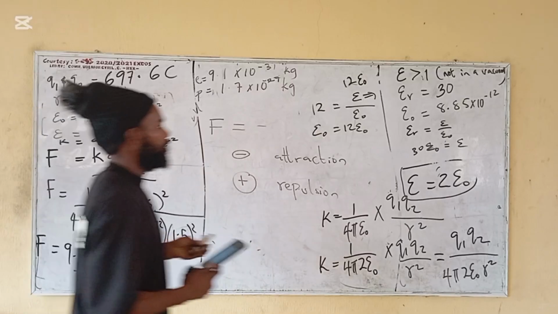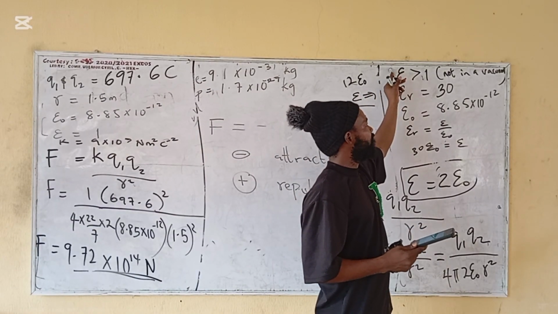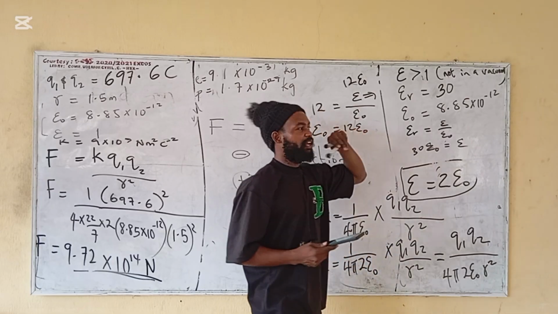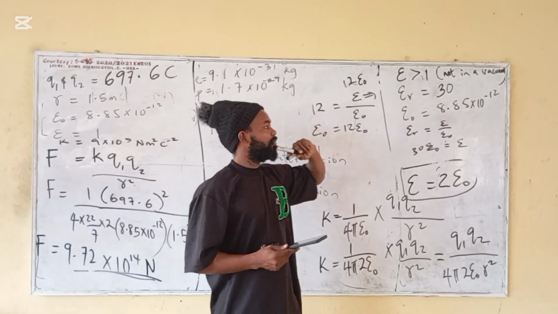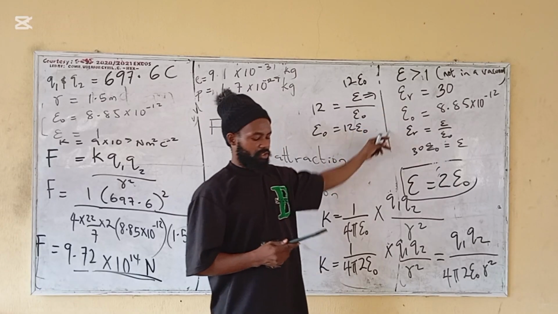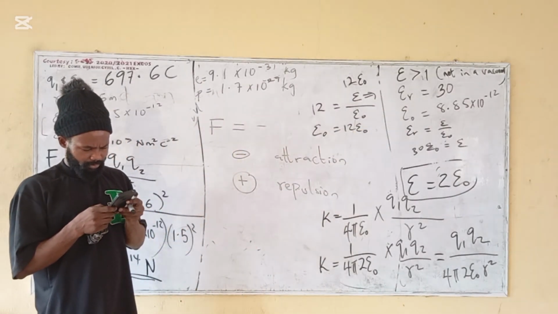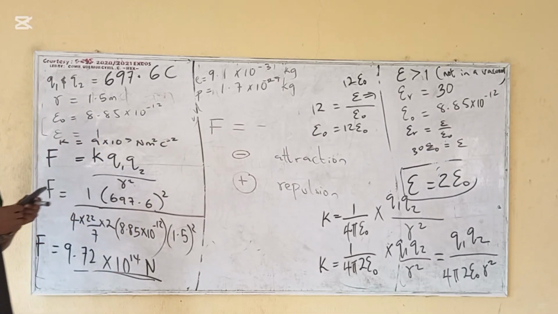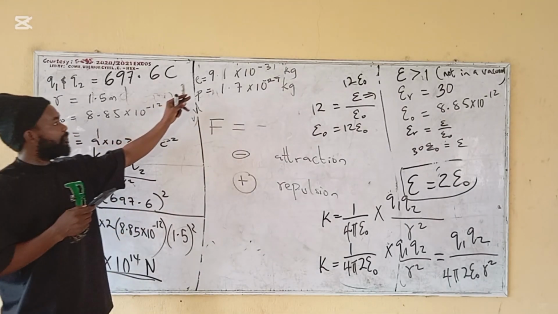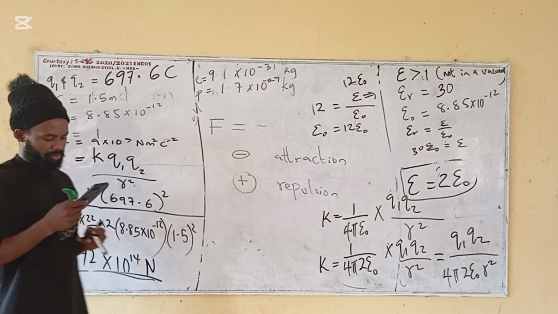Remember I said that E is in a function of telling you when it is greater than 1 or equal to 1. Whatever value given to you as your dielectric constant goes to ER. You need to know its relative permittivity, so you don't forget. And this one is for the mass of electron, mass of proton.